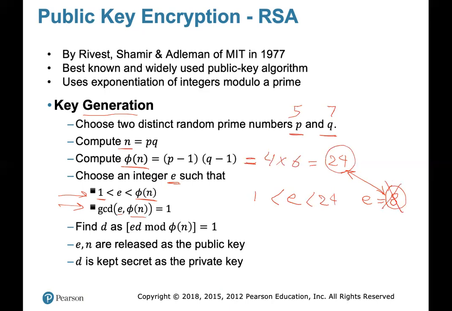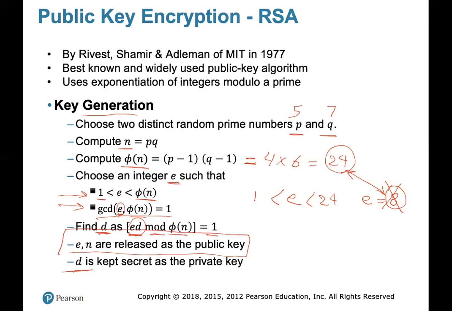So E is a number between 1 and phi n, with the property that the greatest common divisor of E and phi n is 1. Then, having E and phi n, we find D such that E times D mod phi n equals 1. So after generating E, n, phi n, and D, we will be using E and N as the public key, and D is our private key.